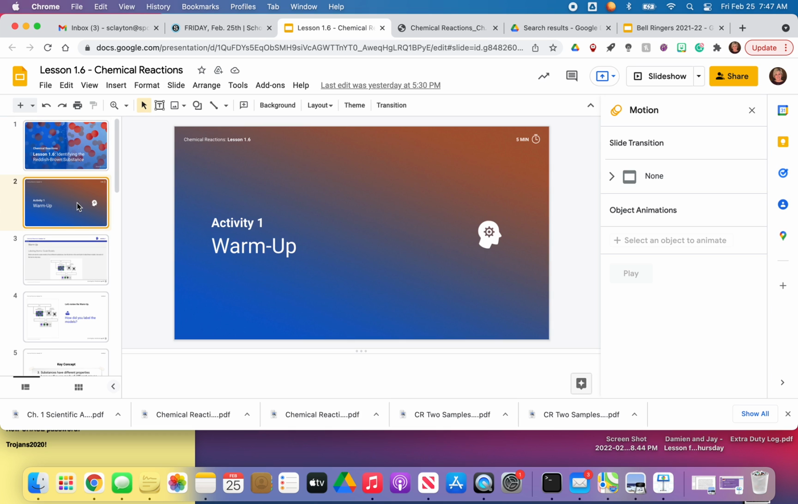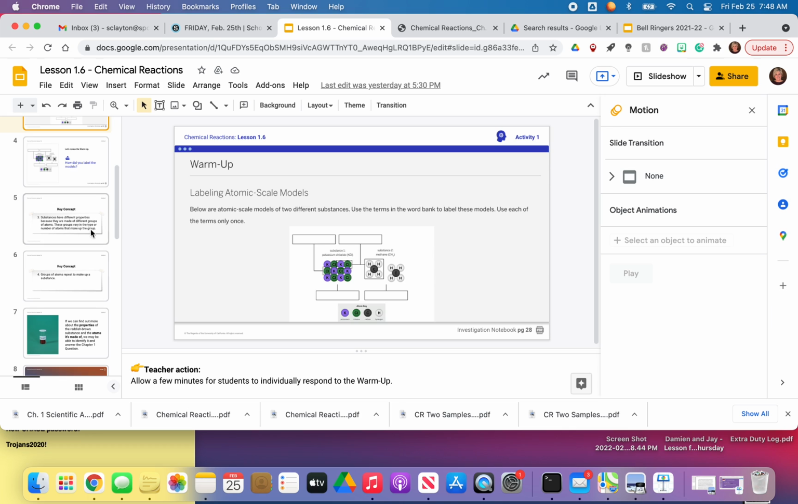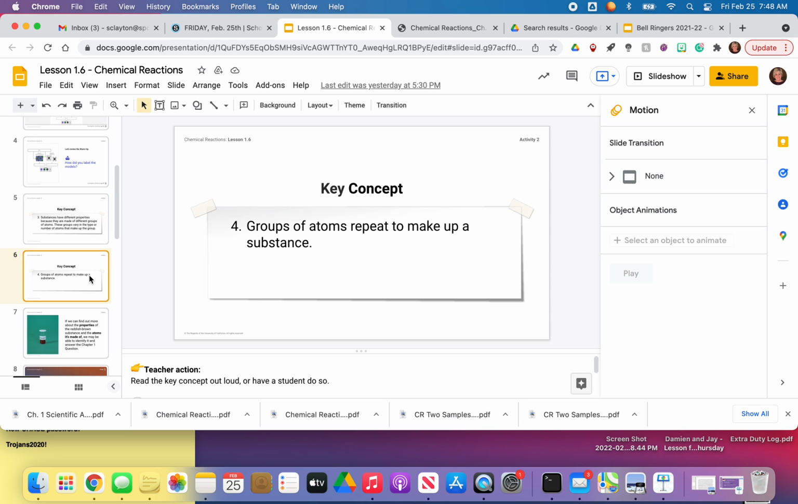What we did in class is I just had the kids do the warm-up for lesson 1.6, and then that's all that we did in Amplify. There are some new key concepts, and so I'll let you pause the video and copy down that key concept. And then here's key concept number 4.